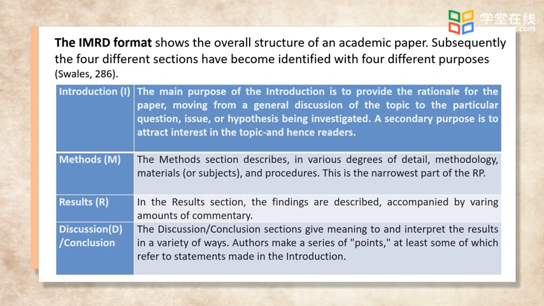The method section describes methodology, materials, or subjects, and procedures. In the results section, the findings are described, accompanied by commentary. The discussion conclusion sections give meanings to and interpret the results in a variety of ways. Authors make a series of points. IMRD is an abbreviation for the names of the 4 sections.